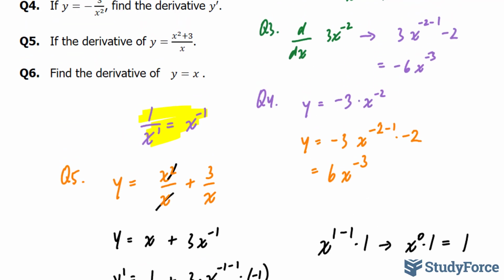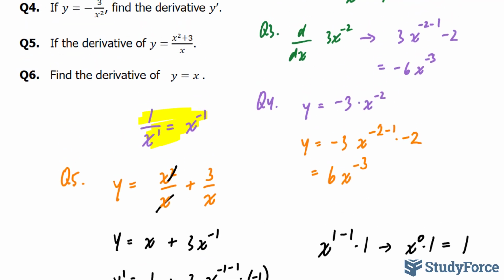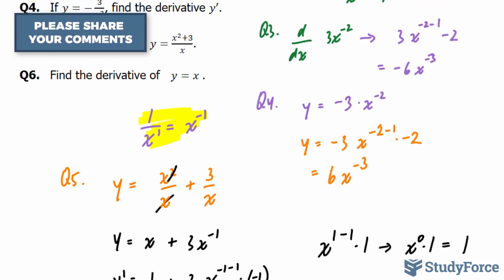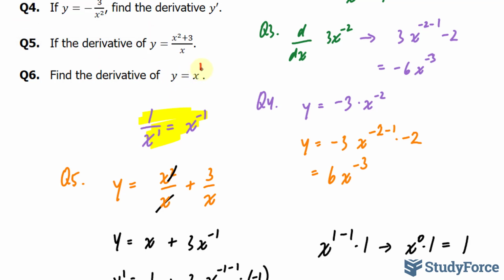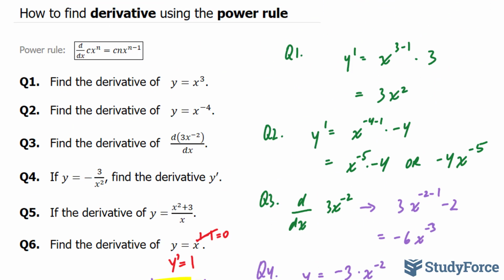And finally, for question 6, this one is self-explanatory by now. Y is equal to x. We have x to the power of 1. Subtract from 1. That gives you 0. X to the power of 0 is 1. Times 1. The answer is 1. And there you have it. 6 examples on how to find the derivative using the power rule.